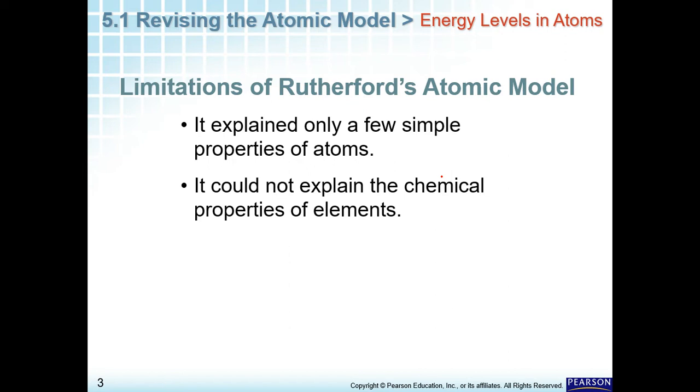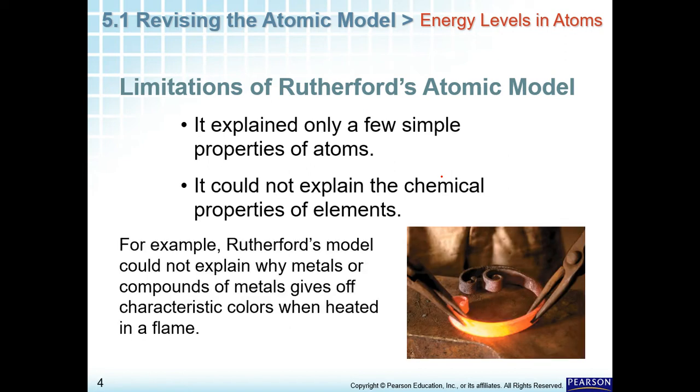For example, it could not explain certain chemical properties of elements. Your book specifically states it could not explain why things like metal or compounds that had metals in it gave off characteristic colors whenever they were heated in a flame. This is a picture of an iron scroll. Here is the typical color of iron, but as you heat it up, it will change colors. It will go from an orange to a yellow, and then at very high temperatures, it has an almost white appearance.